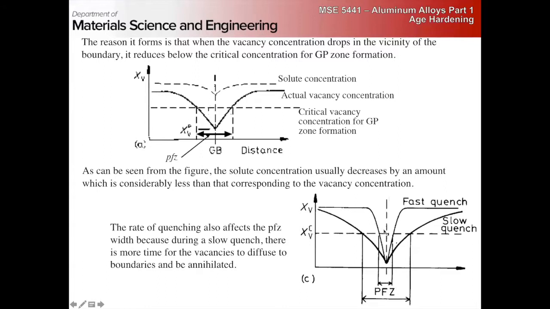So I was getting ahead of myself here with the quench times. We'll see if you have a fast quench versus a slow quench, you have vacancy concentrations that look like this. But over time with aging, you'll see these spread out as vacancies have time to diffuse to the grain boundary. So that's one reason for precipitate-free zones. Anyone think of another?